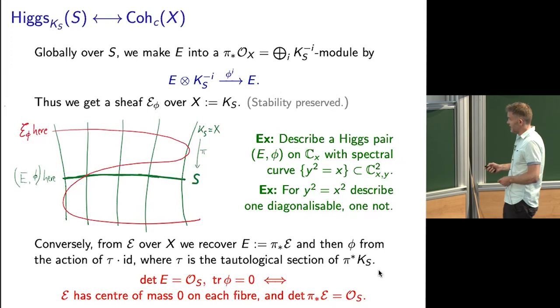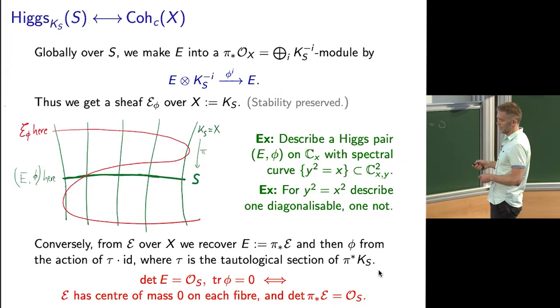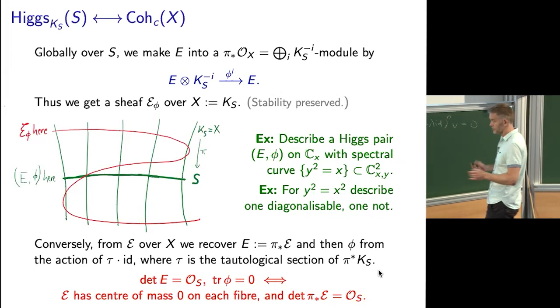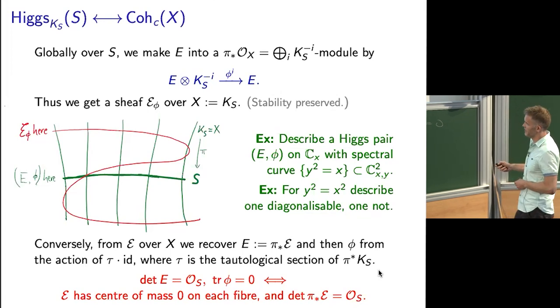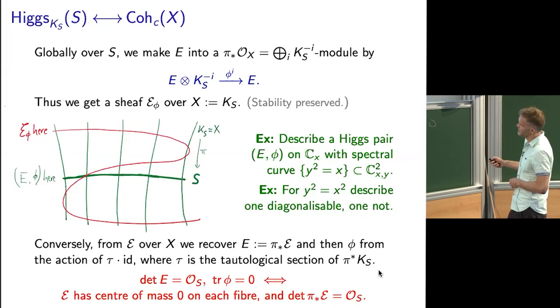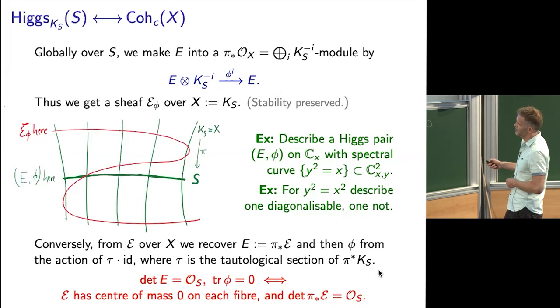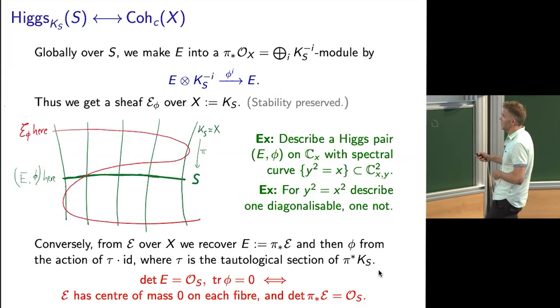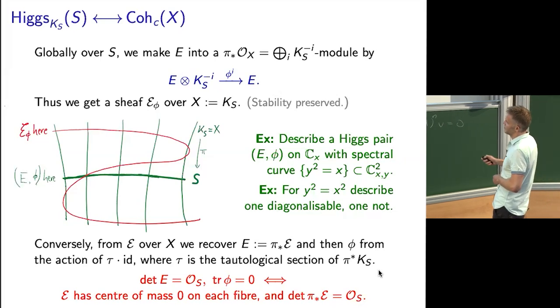Okay. And then what we're really interested in is two conditions. Remember, we're dealing with SU(r), not U(r). And what that means is we want to fix the determinant of E, and take the trace of phi to be zero. What that corresponds to is that the determinant of the pushdown of E should be trivial, so that's not really a translation at all. But the trace phi being zero is the condition that this spectral sheaf has center of mass zero on each fiber. You would have to make sense of the center of mass.